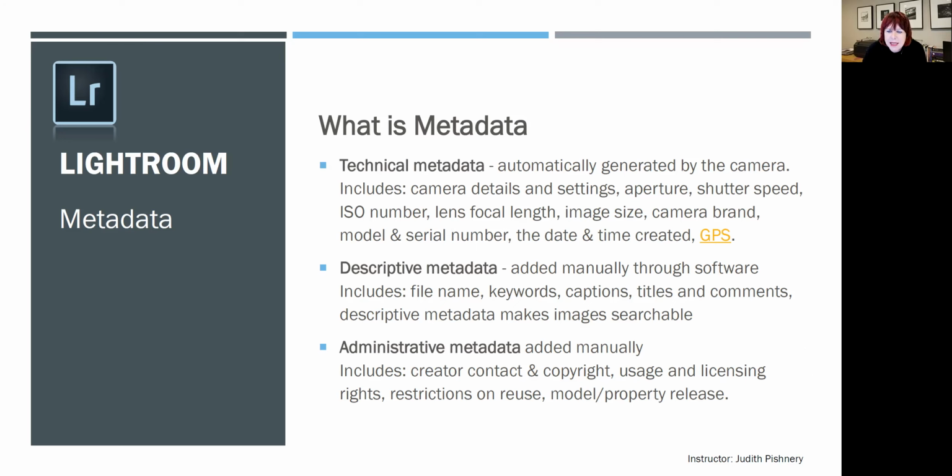This is the metadata that you can add manually through software. It includes changing the file name, because there always is an embedded or automatic file name. You can add keywords, captions, titles, comments, descriptions, and all of these things make your images searchable, not just online, but also in your own Lightroom. You can search for stuff if you know what the keyword is.